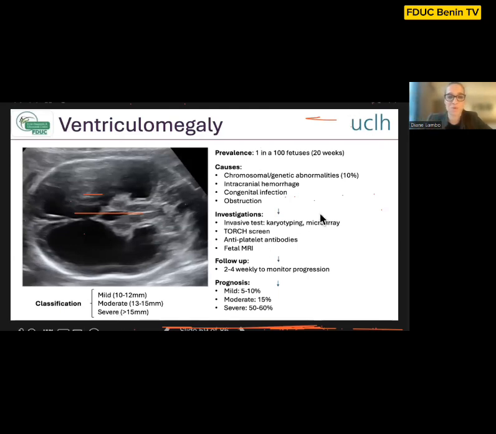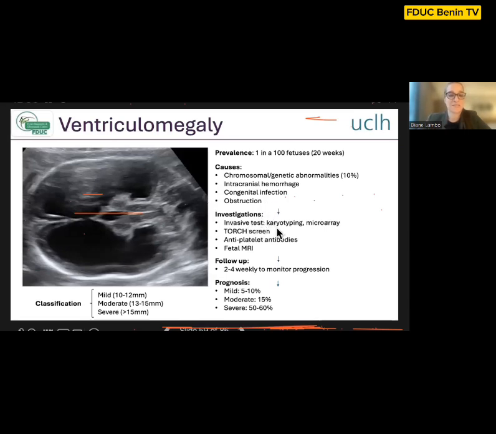And there are multiple causes. So when I'm discussing this with women, I'll take them through possible chromosomal or genetic abnormalities that are associated with ventriculomegaly, intracranial hemorrhage, which causes obstruction and then dilatation of the ventricles, congenital infections, so commonly things like CMV, toxo, and obstruction either due to a malignancy or, as I've already said, a hemorrhage.